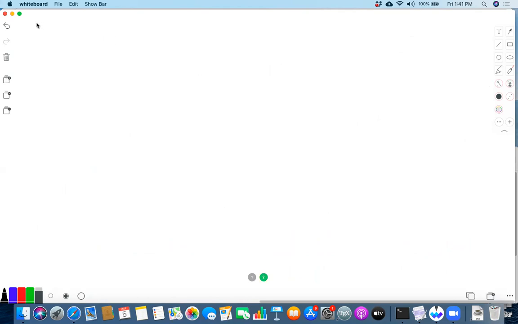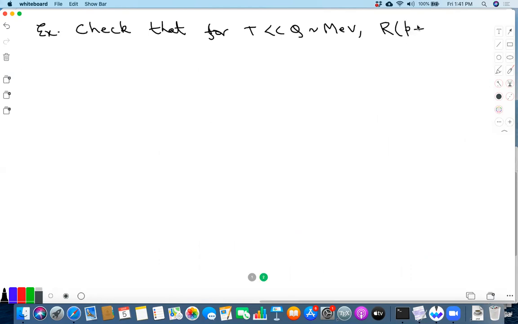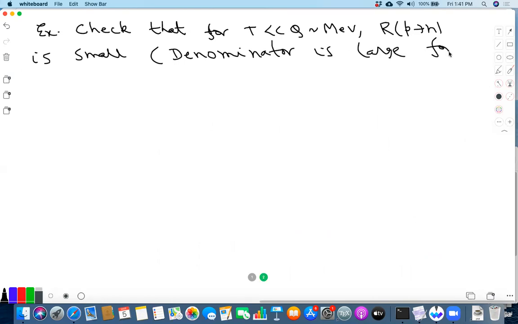And leave it as an exercise to check that for T much smaller than Q, for MeV, RT to N is small. Which means that the denominator is large, large for all Q.